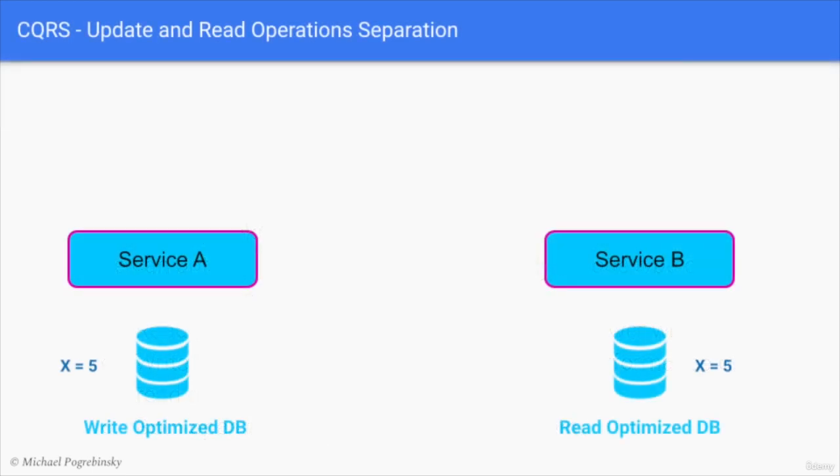The CQRS architectural pattern allows us to separate update and read operations into separate databases, sitting behind two separate services. In this case, service A would take all the update operations and perform those updates in its own database where it optimally stores the data for such updates.